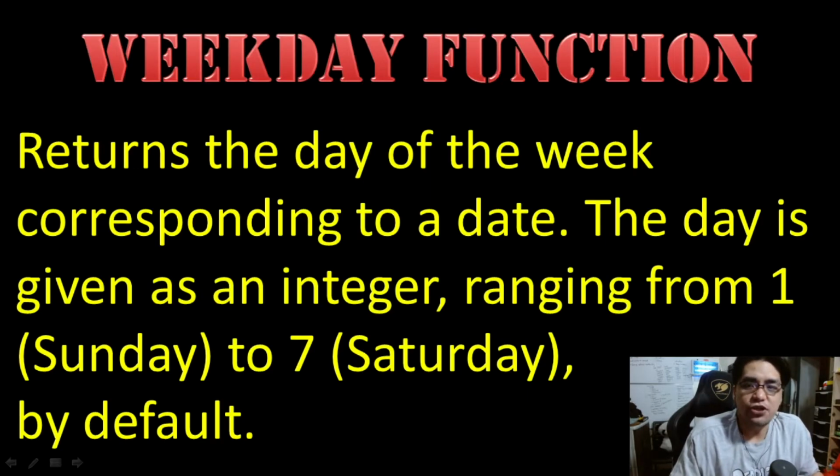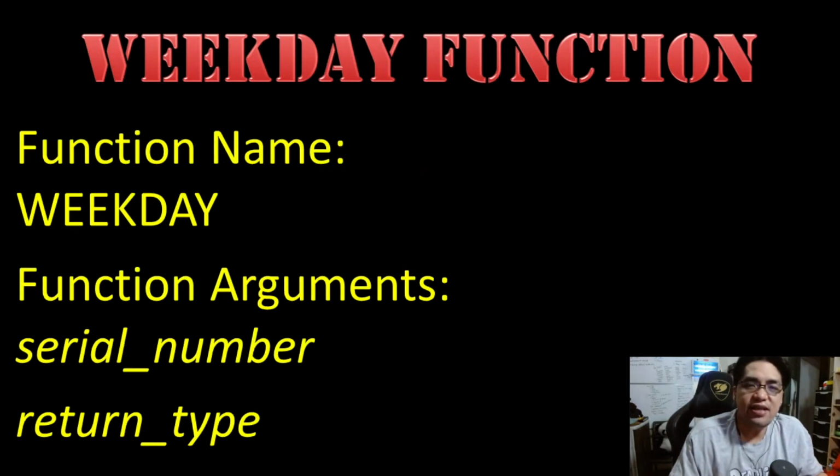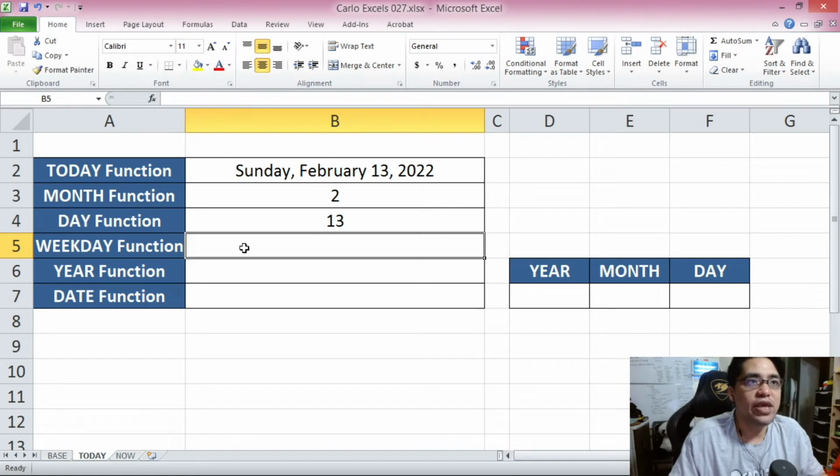The weekday function returns the day of the week corresponding to a date. The day is given as an integer, ranging from 1, which is Sunday, to 7, which is Saturday, by default. For the weekday function, the function name is weekday, and for the function arguments, you have two. The required argument here is the date data, and then you have an optional argument, which is the return type. So let's try the weekday function out.